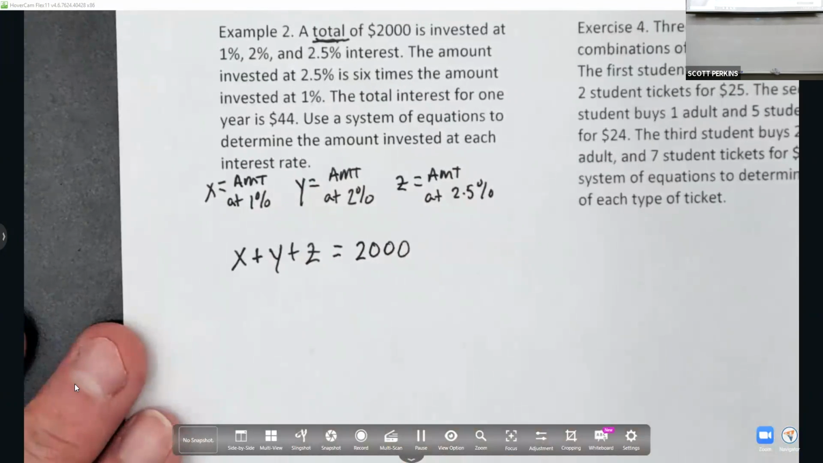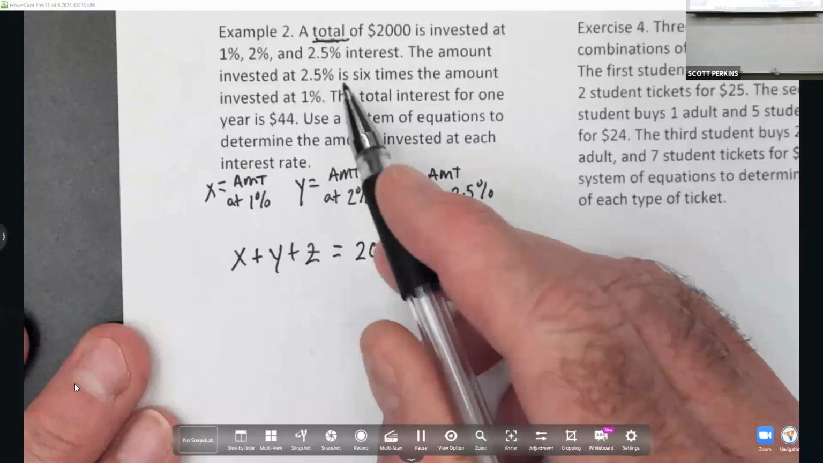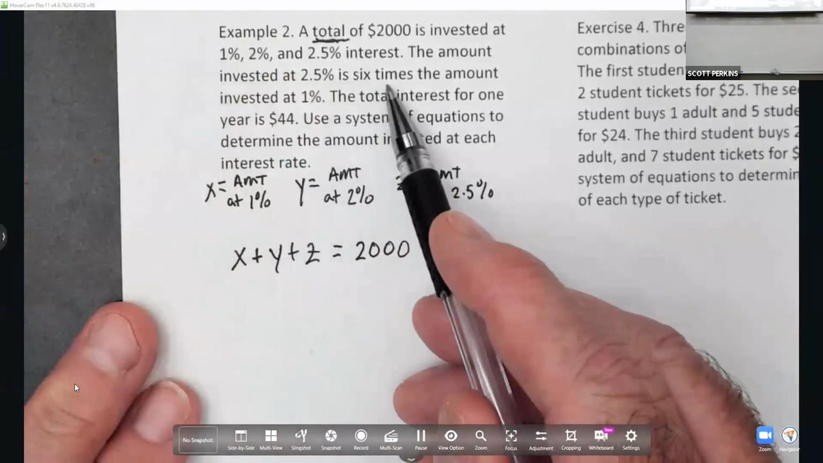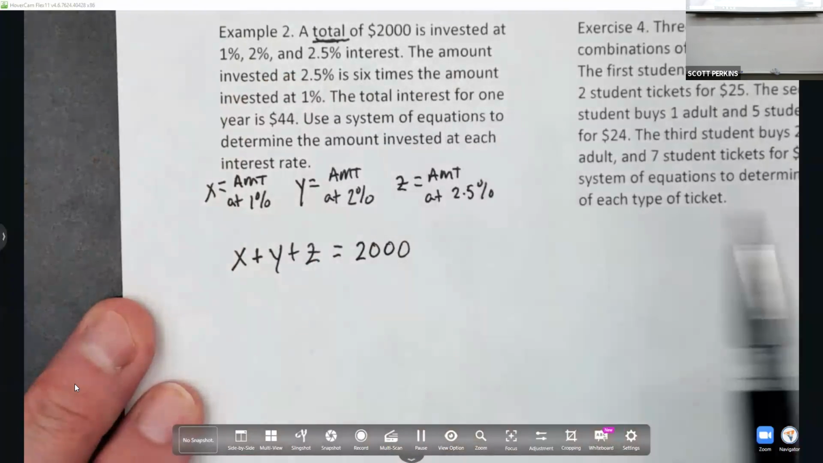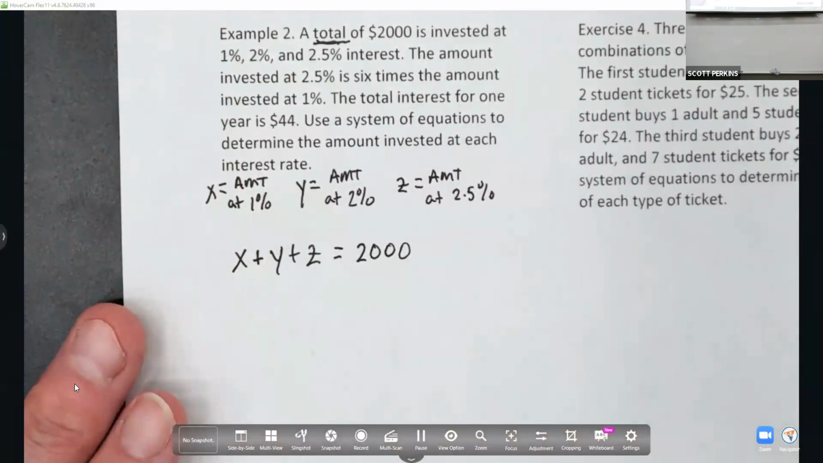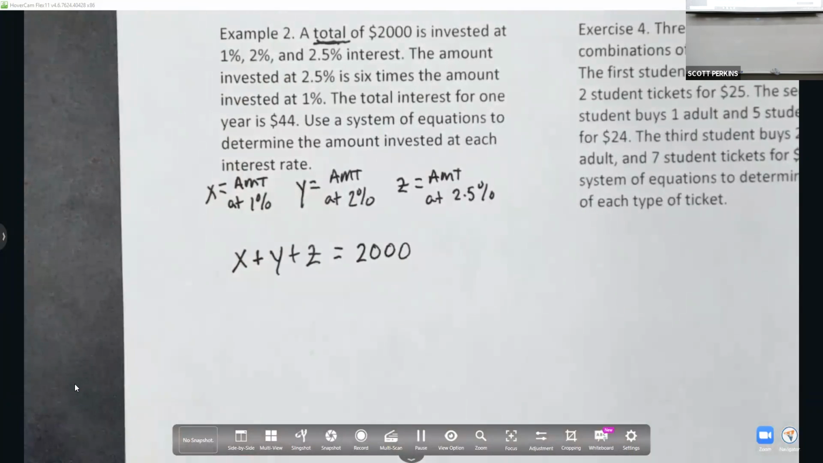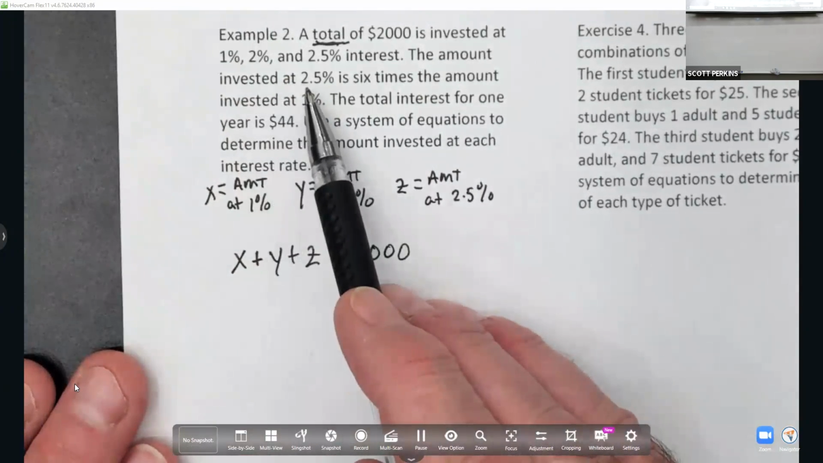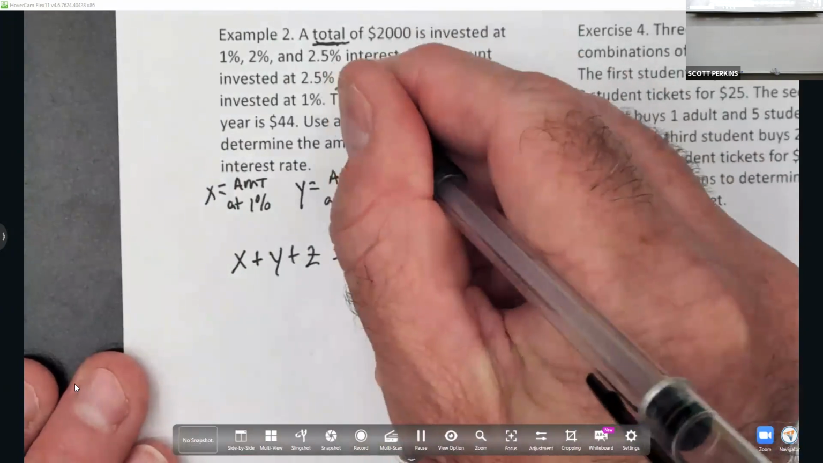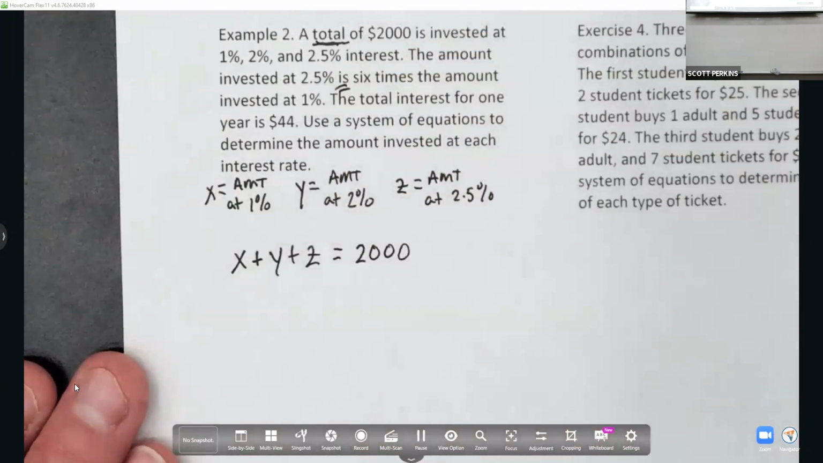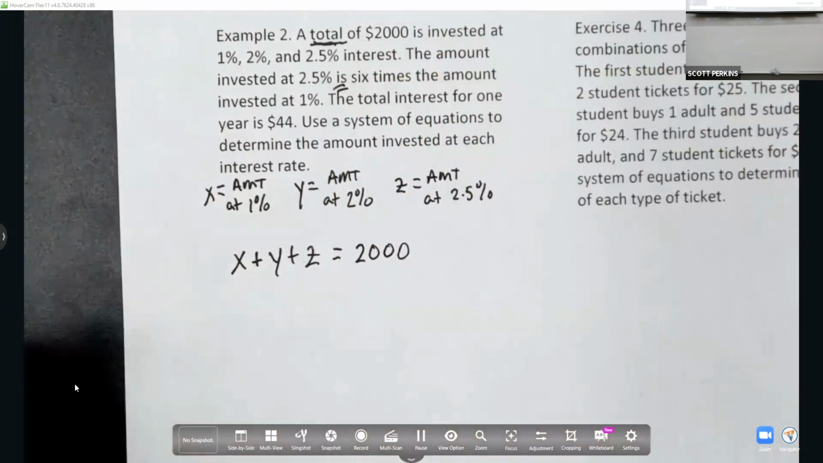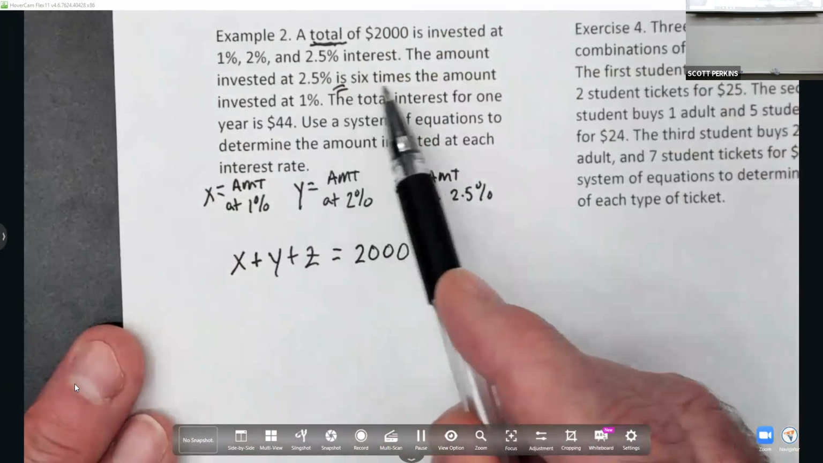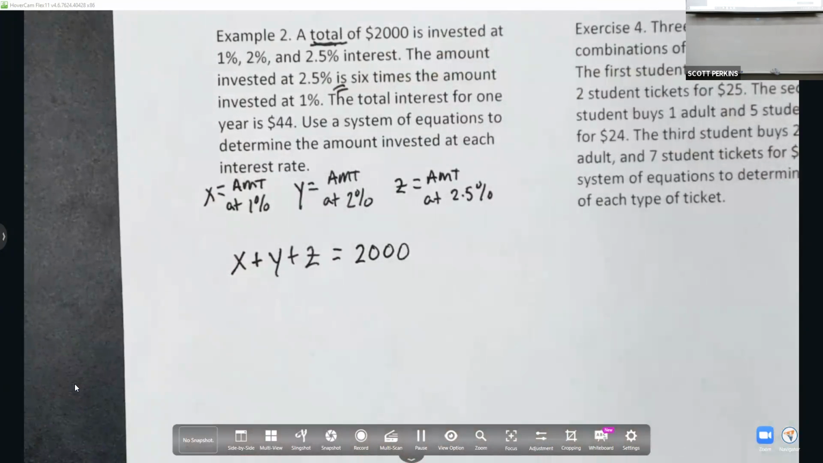The next sentence says, the amount invested at 2.5%, which is my Z variable, is 6 times the amount at 1%, which is my X variable. So let's make an equation out of that. What's that equation going to look like if the amount at 2.5 is, keyword, what's is mean in math? Equals, okay? That divides the 2 sides. So the amount invested at 2.5 is 6 times the amount at 1%. What's that?